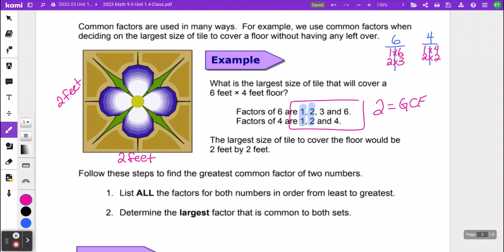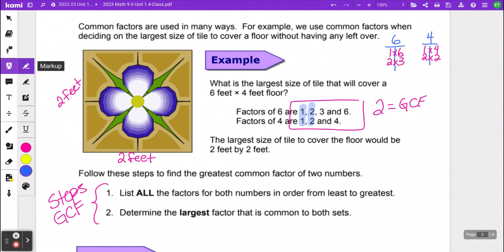Now, to find the greatest common factor, here are your general steps. Steps to find your GCF, right here. So it tells us, list all the factors from both numbers in order from smallest to biggest. That's what we've done here, and that's what we did in the previous example. So we list them, and that's the important part, they have to go smallest to biggest. Okay, and you're going to list all the factors. Then you circle or highlight the biggest one. The biggest one that is common to both sets. So it has to be in both numbers, both lists. And that's our biggest one.